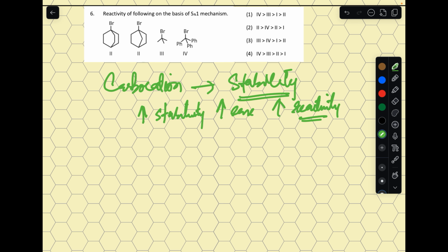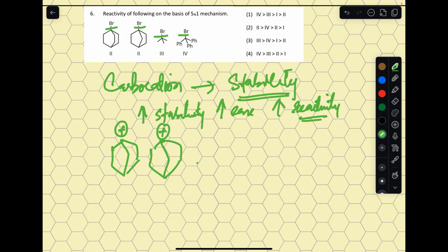Before discussing further, let us first check that when we are removing the bromine atom here, the 4 carbocations generated are like this. This is the first carbocation, this is the second carbocation, this is the tertiary butyl carbocation, and this is the triphenyl methyl carbocation getting generated here.